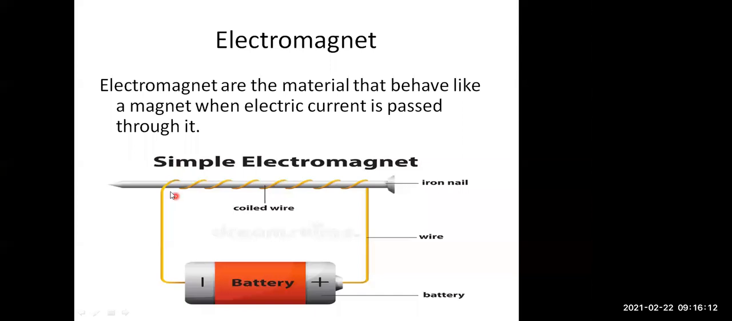Remember, the copper has to be coiled over the nail. The coiling has to be done. Greater the coiling, greater will be the strength of the magnet. Greater will be the magnetic strength. So we'll see the experiment first.